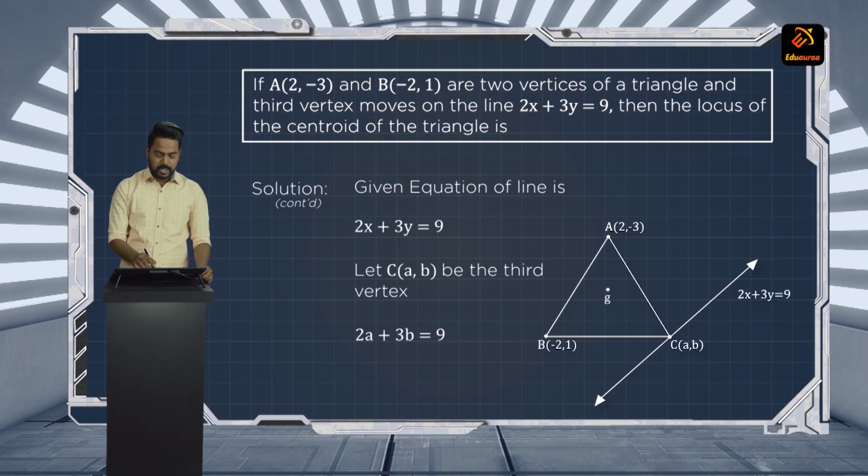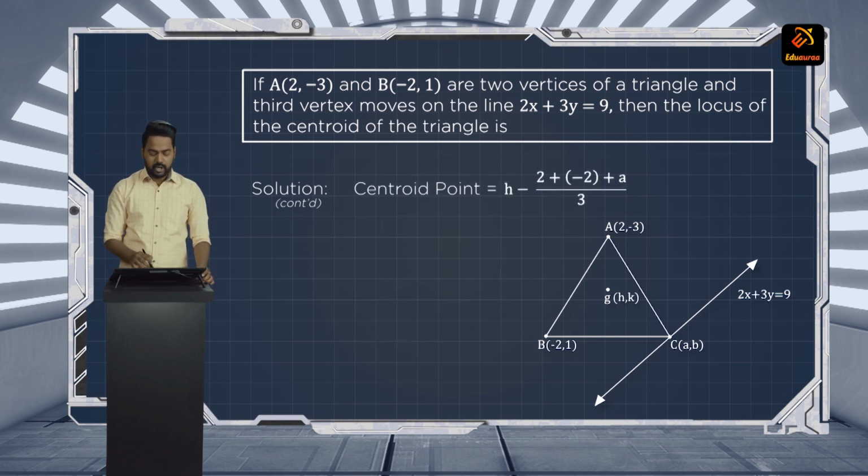Now we have to find the locus of the centroid. So the centroid is always named as G, and the point whose locus we have to find, we take it as (h, k). Now I know the centroid point h will be equal to what? (2 plus (-2) plus a) the whole upon 3. So the 2 minus 2 will get cancelled. So h will be equal to a upon 3. It means a is equal to 3h.